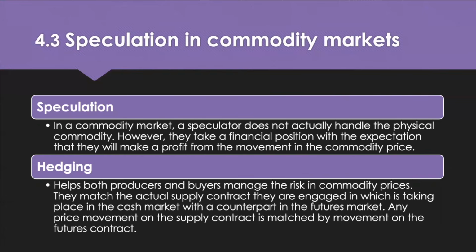Hedging helps both producers and buyers manage the risk of commodity pricing. They match the actual supply contract they're engaging in, which is taking place in the cash market, with a counterpart in a futures market. Any price movement in the supply contract is matched by the movement in the futures contract.